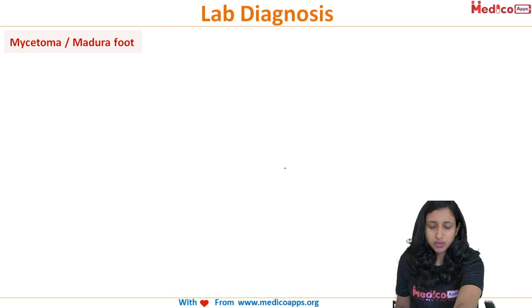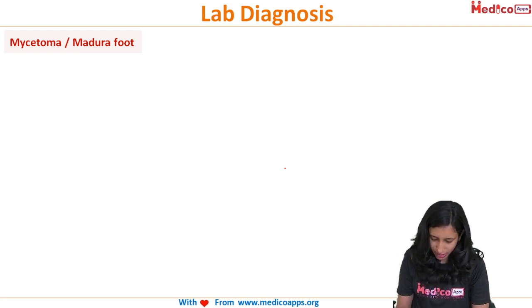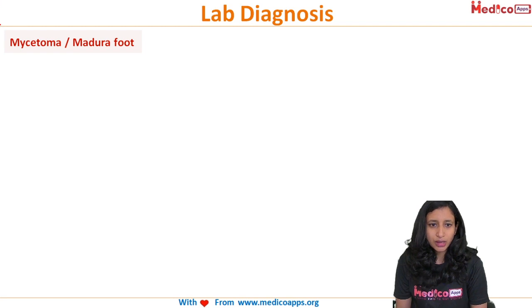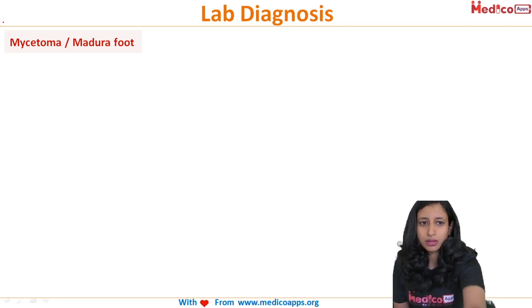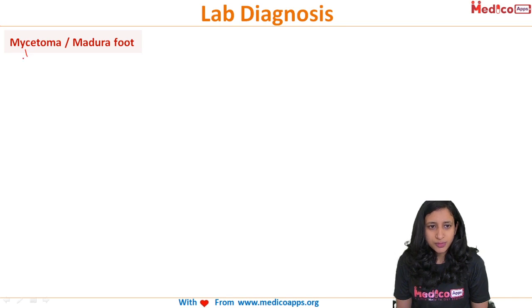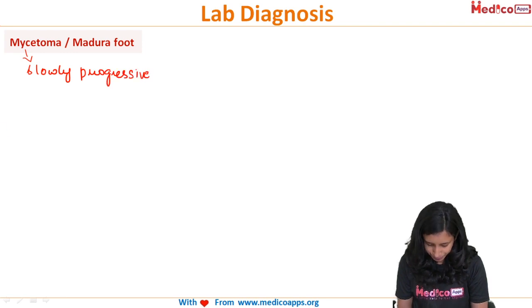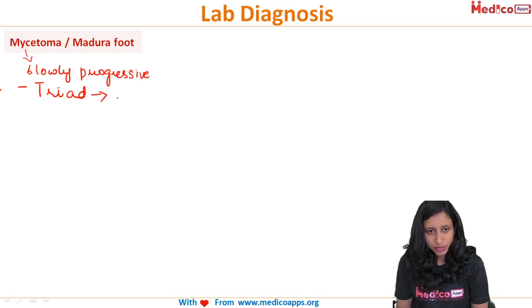So, when we are discussing mycetoma, just a brief introduction of what mycetoma is. So, when I say mycetoma, I am referring to this particular condition, which is nothing but a very slowly progressive condition, and it involves the subcutaneous tissue, like I had already told you. Now, it involves a triad that you have to remember. So what is the triad? What is in fact the most important thing?